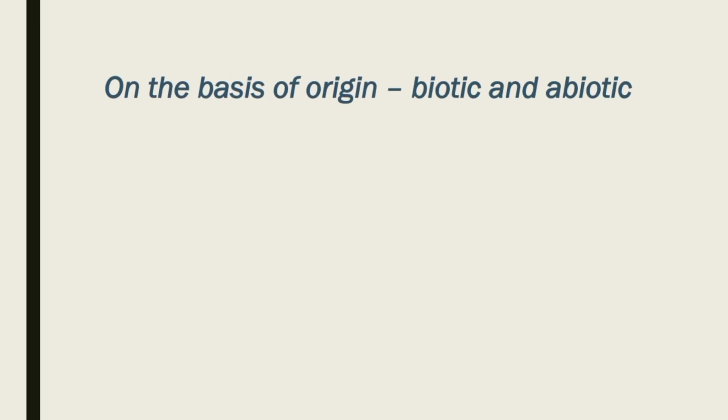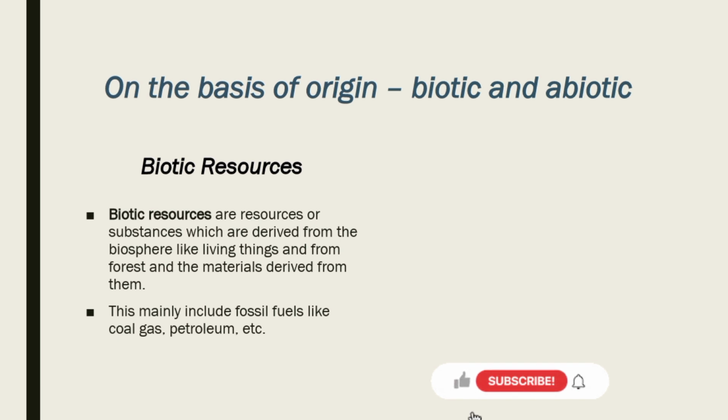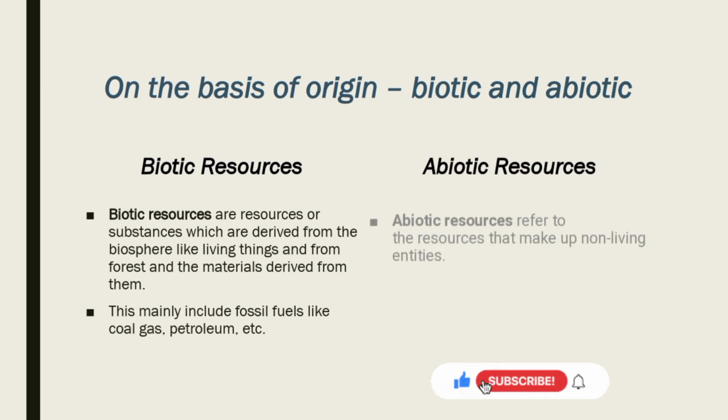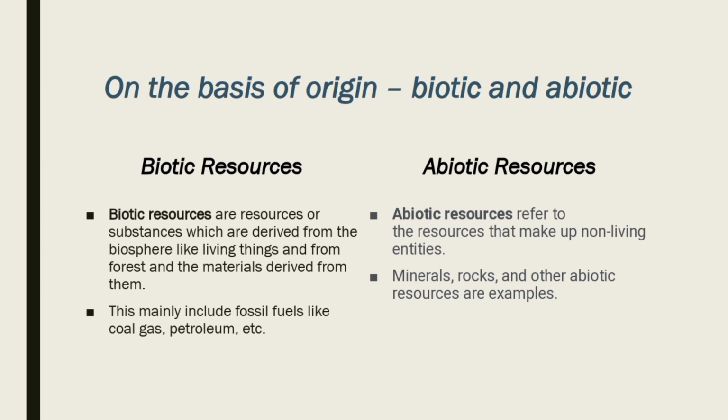On the basis of origin, biotic resources and abiotic resources. Biotic resources are the resources or the substances which are derived from the biosphere, like living things, and from forests, and the material derived from them. These mainly include fossil fuels like coal, gas or petroleum. Abiotic resources refer to the resources that make up non-living entities. Minerals, rocks, and other non-living resources are examples of abiotic resources.